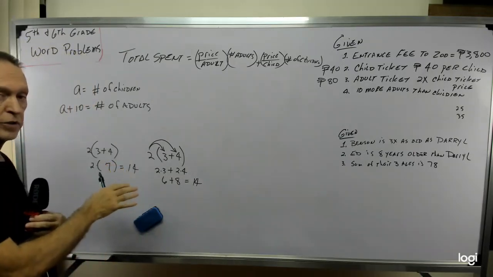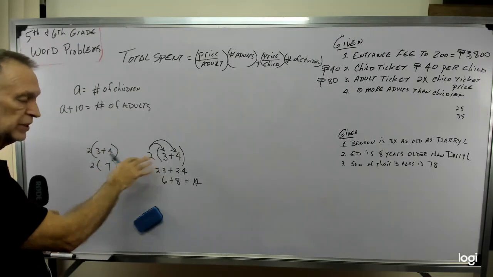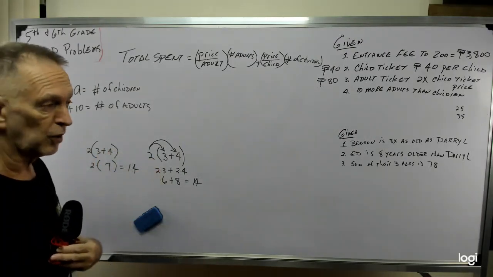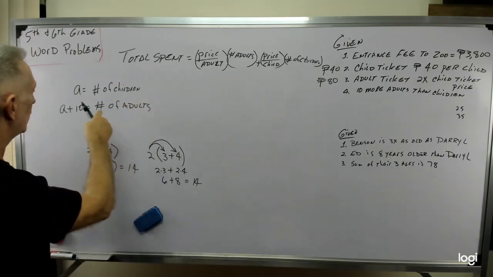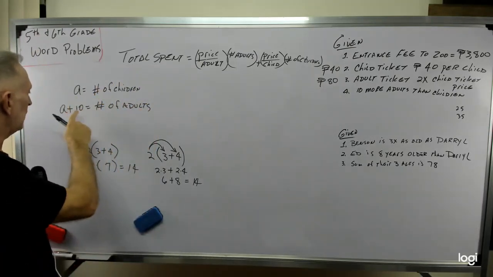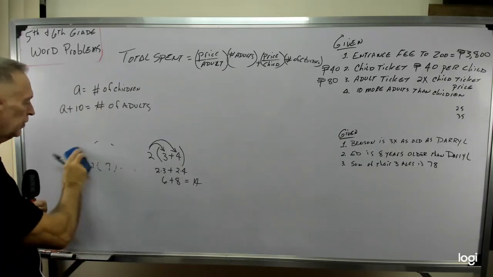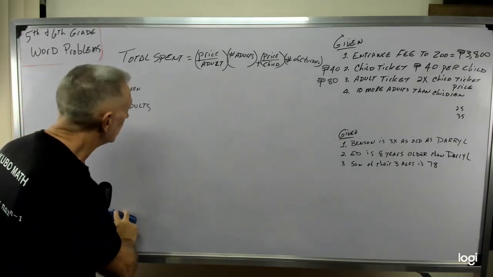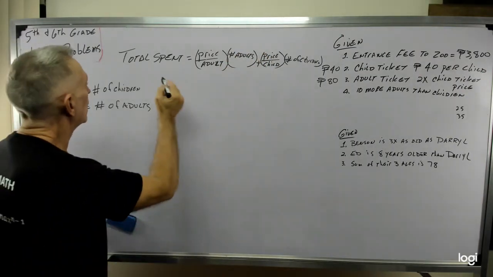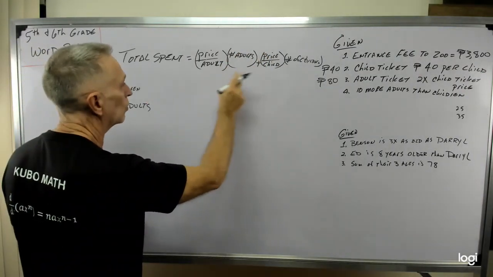Now, the gentleman today, the young man, had never seen that. So we studied this, we learned the distributive property, and then we let A be the number of children. A plus 10 was the number of adults. Now then, we simply fill in the blanks.